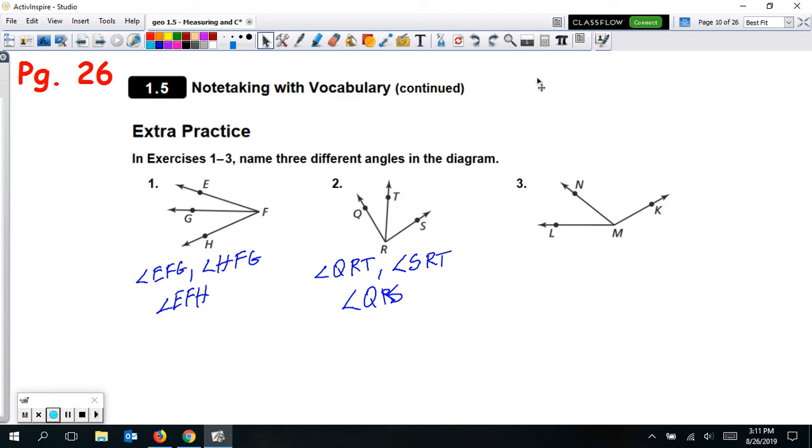And number 3, you could have started off with LMN. So that's this angle here. LMN, or NML would have been the same thing. Another different angle is KMN, that's on this side, that's this angle here. You could have said NMK and would have been okay as well. And then there's angle LMK, and that's another angle here. You could have gone backwards and said KML. So that's the 3 different angles. When you have 3 rays coming out from the same vertex, you're going to have 3 different angles, and you can name each one using those points.